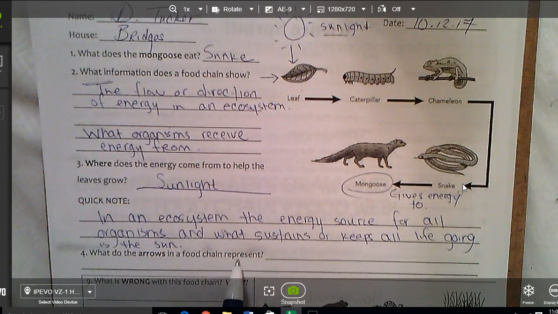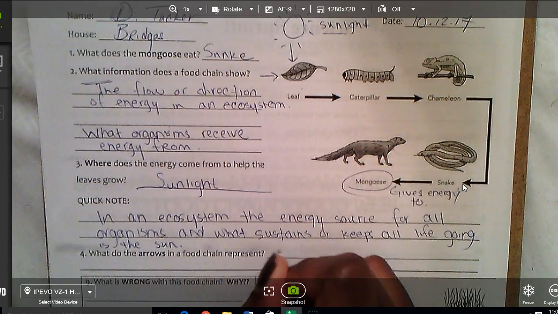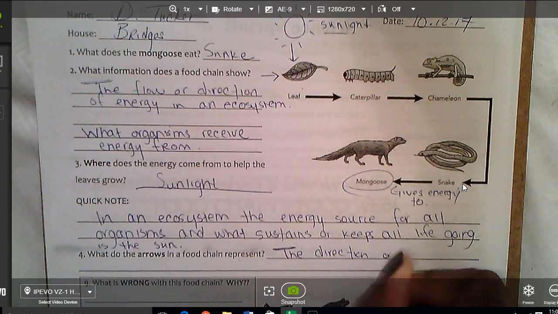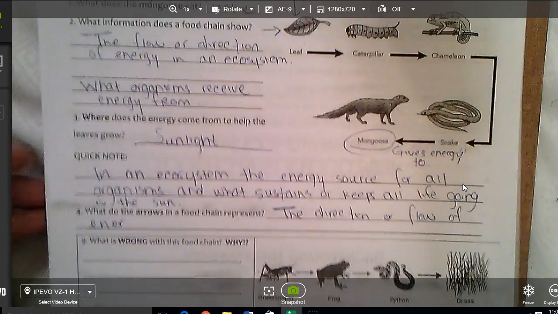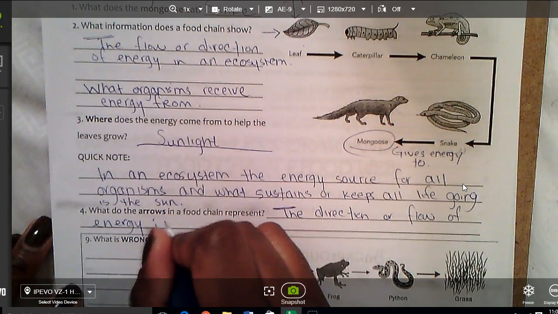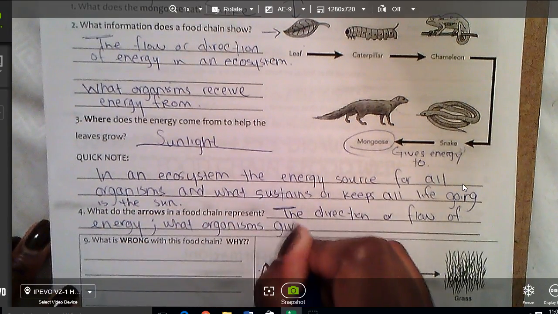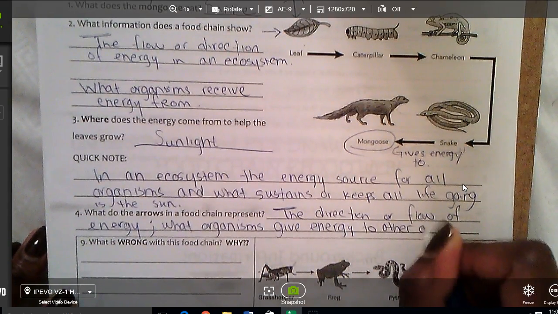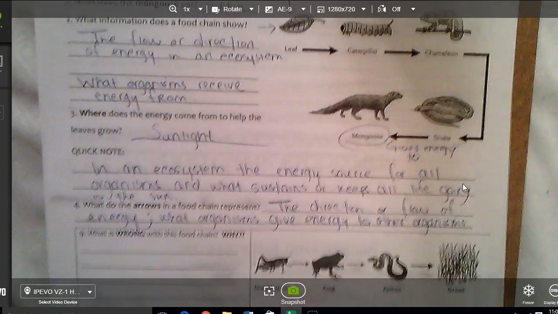All right, what do the arrows in a food chain represent? We already wrote it down here, and we wrote it up here, but we're going to write it one more time. So you can write down the direction or flow of energy. And we can also write it represents what organisms give energy to other organisms. Excellent job.